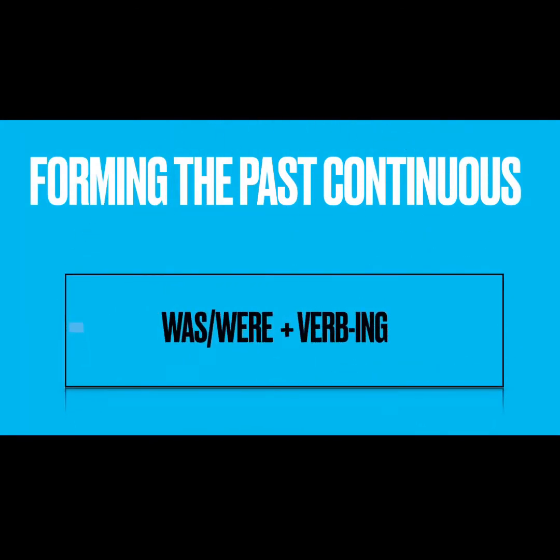What is the way to form the past continuous? Take the verb be and write the past, was or were, plus the verb with the ending ing.